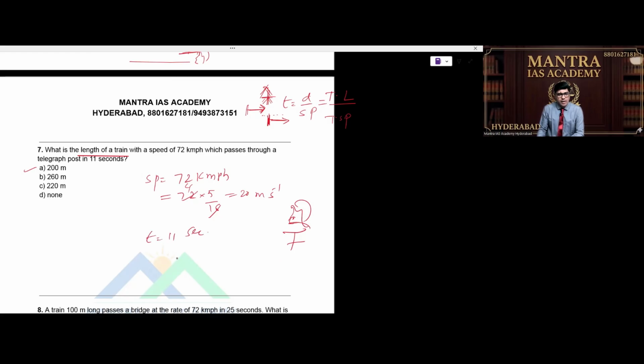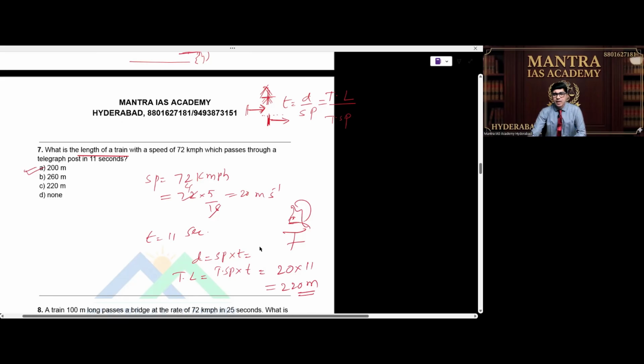So distance is, in this case, speed into time, right? So what's the story? Distance is nothing but the train length, which is train speed into the time taken to cross it. Train speed is mentioned here as 20. Time is 11. 11 twos are how much? 220 meters is the right answer, which is option A. So the 7th question is completed in time and distance.